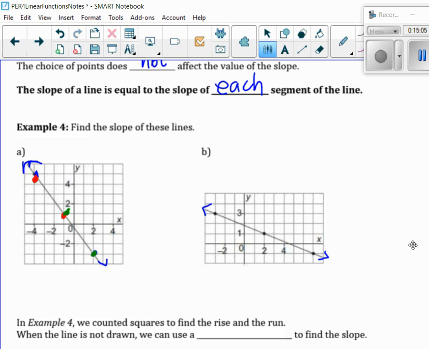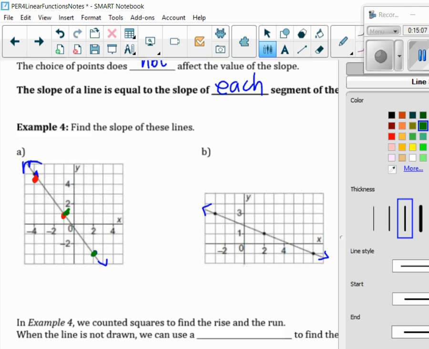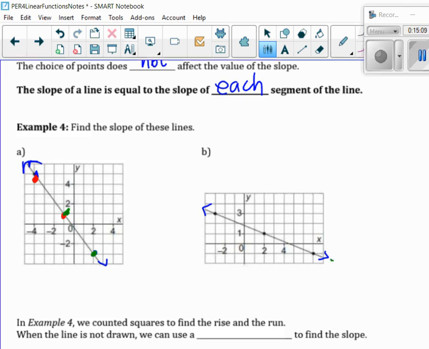Okay, let's go over this. Okay, so I'm going to measure this. It would be down 1, 2, 3, 4 over 1, 2, 3. So did you get negative 4 over 3? Yes? For this one, I'm going to go down 1, 2 over 1, 2, 3, 4, 5. So that is negative 2 over 5. If anybody got negative 8 over 6, you have to reduce it, right?